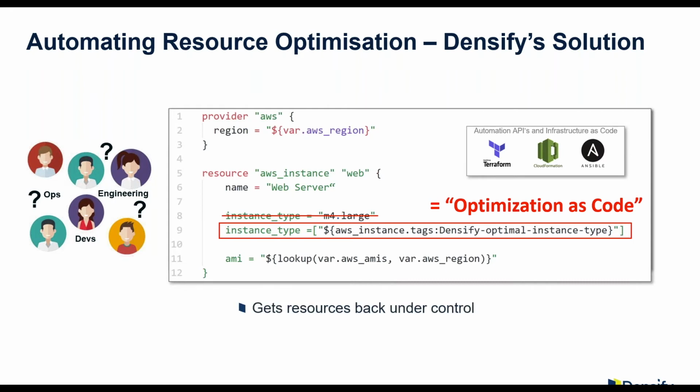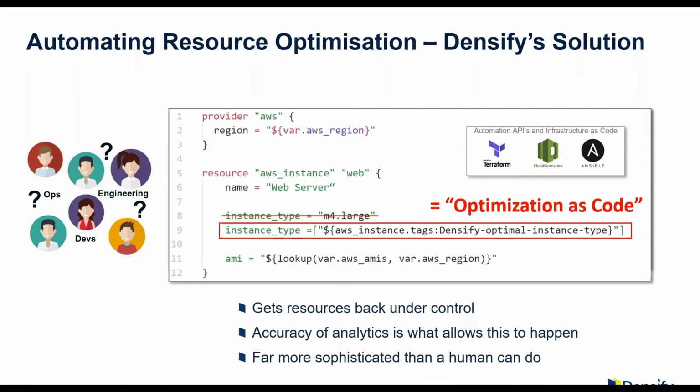So we get the resources back under control from the start, and this is done through the accuracy of the analytics. It's far more sophisticated than humans can do. It's something that the engineering team and the application owners don't even need to worry about. And it also allows you to take advantage of your service provider introducing new services at any time, with Densify understanding that new service that's available and determining if it's a good fit for your workloads.